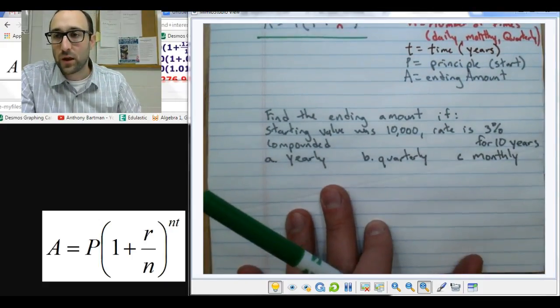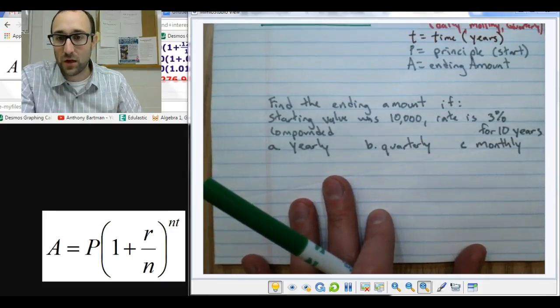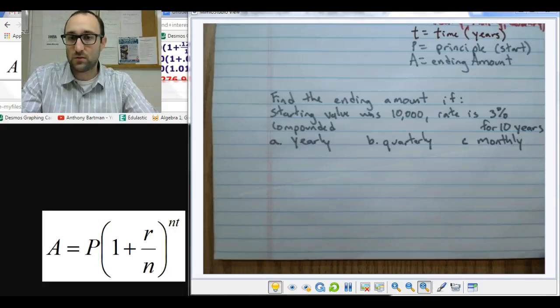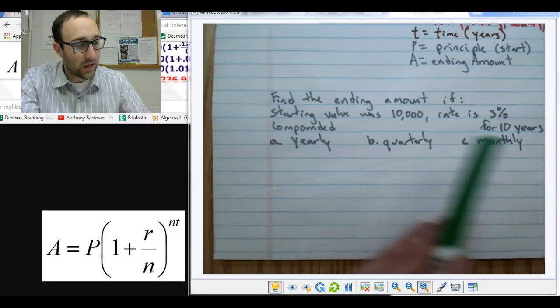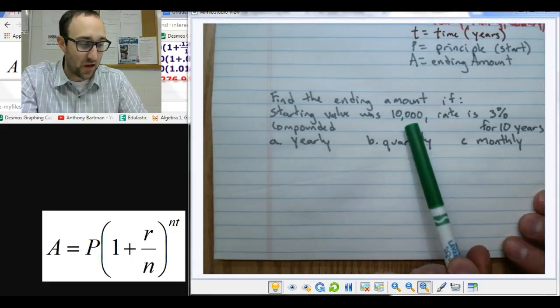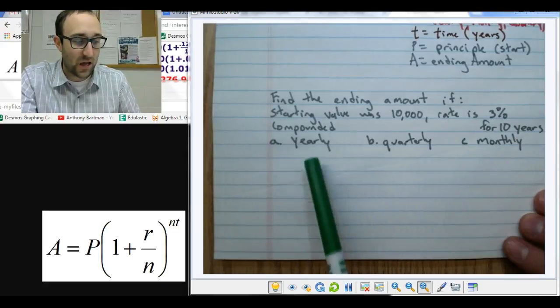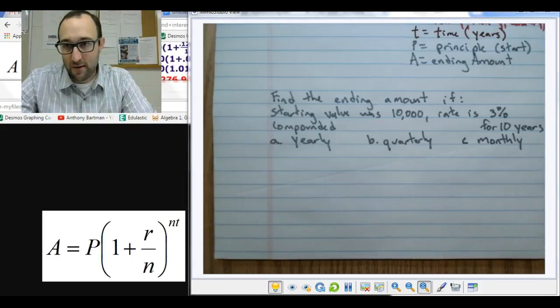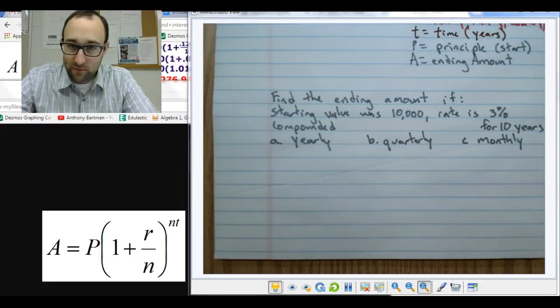Alright, so here we go. Let's just use that formula, and it's also down here below me in case you forgot what it is already or you didn't write it down. Find the ending amount if the starting value was $10,000, the rate is 3%, and it's compounded yearly, quarterly, and monthly for 10 years. So the first question I have for you is, which one will give you the most money of these three? Okay, well, we're going to find out.